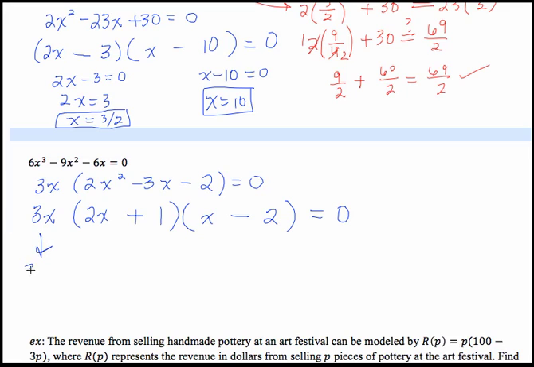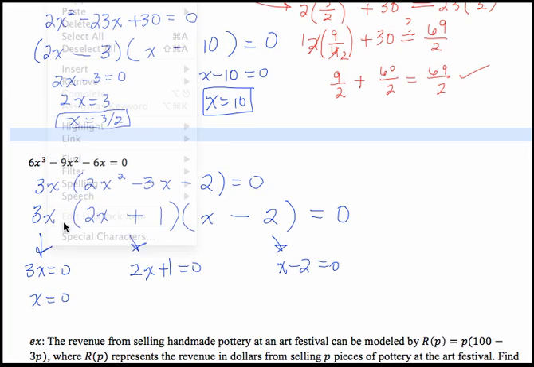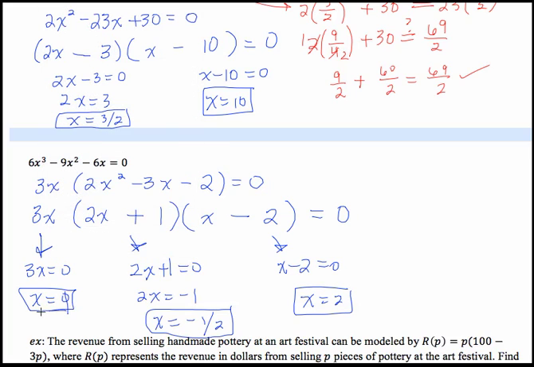I've got 3x equals 0, 2x plus 1 equals 0, and x minus 2 equals 0. So x is either 0, negative 1/2, or 2. Oops. Supposed to say 0. Okay.